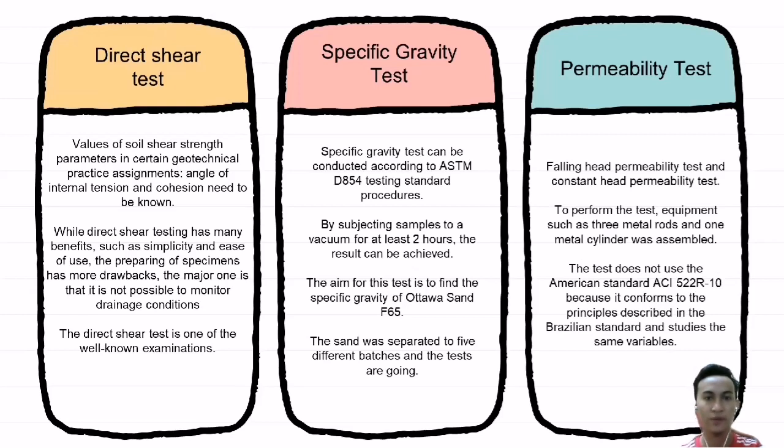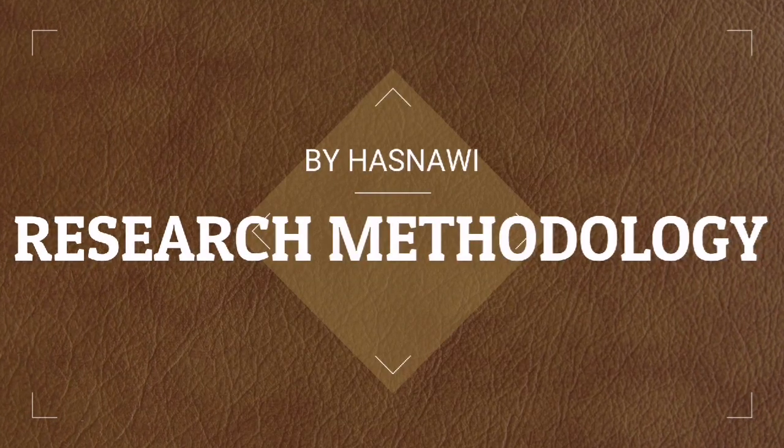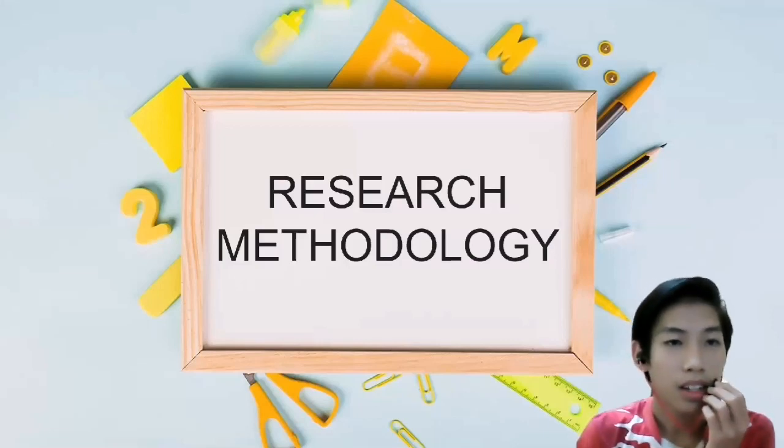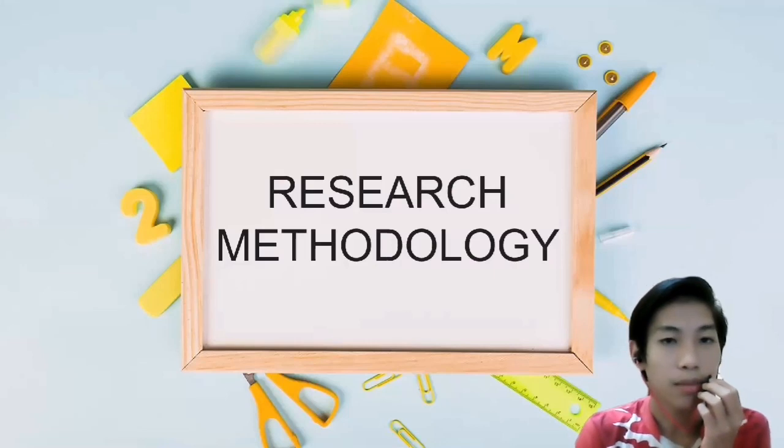Specific gravity test can be conducted according to the ASTM testing standard procedure. By subjecting the sample to vacuum for at least 2 hours, the result can be achieved. The aim of this test is to find the specific gravity of Ottawa sand. Permeability test: falling head permeability test and constant head permeability test. To perform the test, equipment such as 3 metal rods and 1 metal cylinder was assembled.